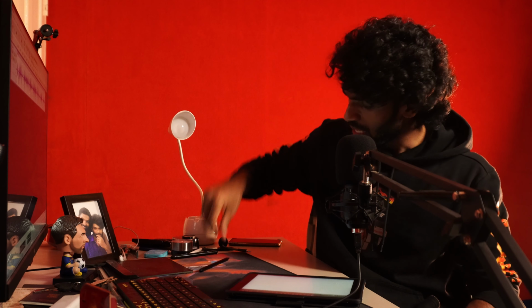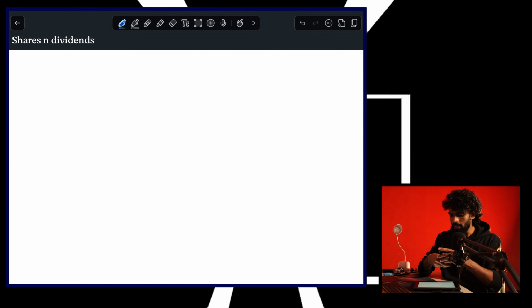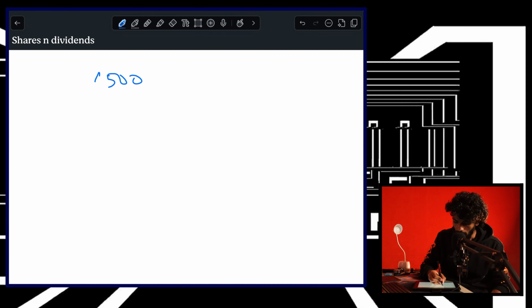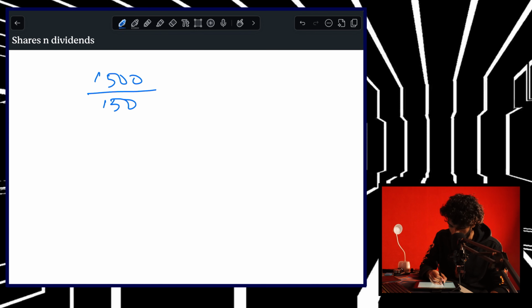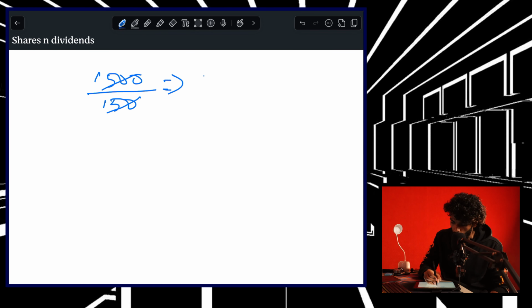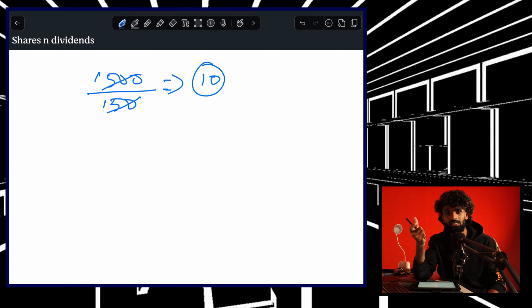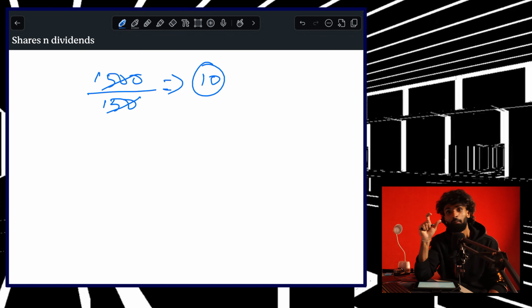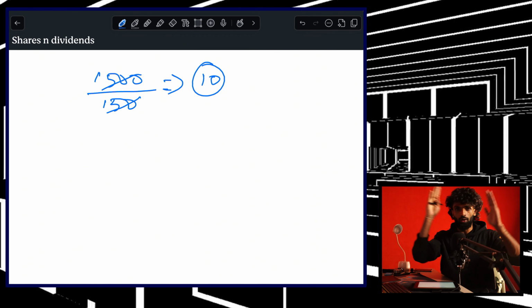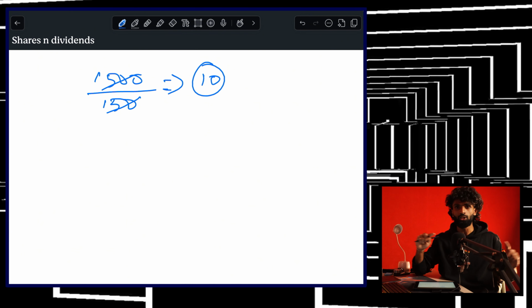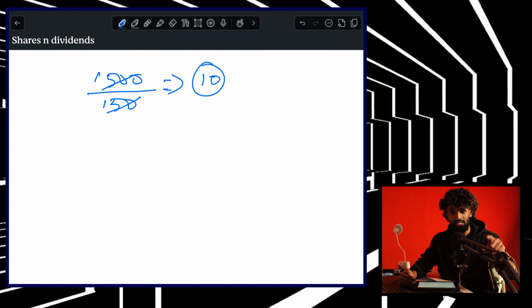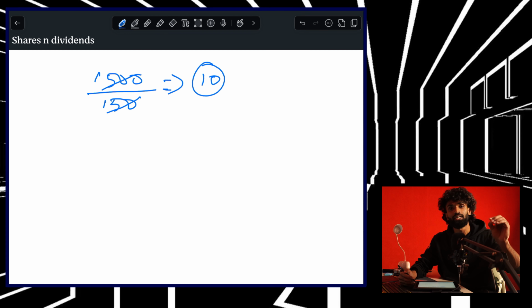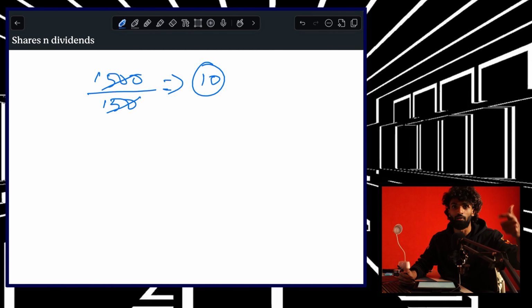Now, let's talk about the same story again. You went and invested 1500 rupees, and each ticket was 150 rupees. We'll cancel off, you got 10 tickets. Tickets are nothing but your number of shares. Number of tickets, number of shares. So to picture the complete story: 10 is the number of tickets, which is the number of shares. 1500 rupees is what you decided to spend, and that is your investment.